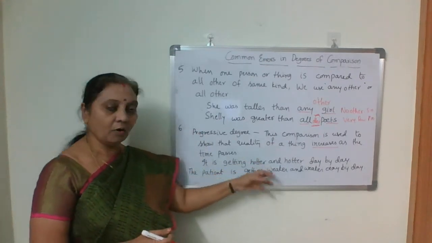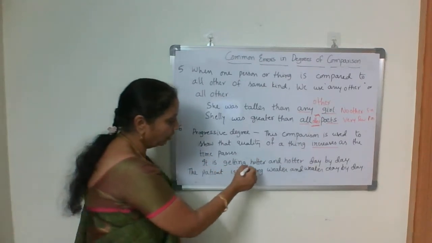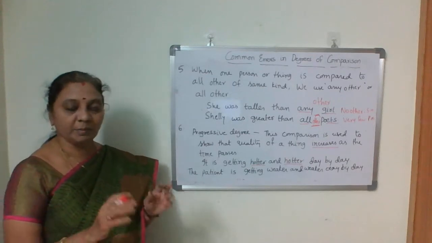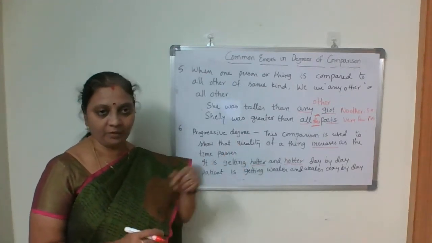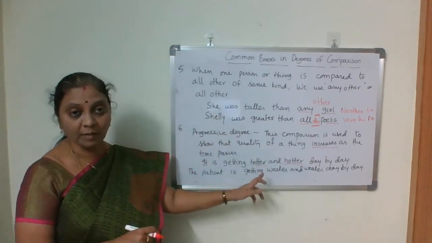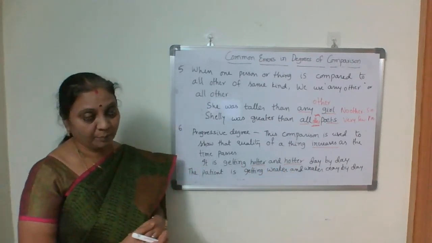It is getting hotter and hotter day by day. You have to use only hotter and hotter. Here you cannot say hottest and hottest, or simply hot and hot. It is getting hot and hot day by day, wrong. Hottest and hottest, that is also wrong. You have to use only the comparative adjective, that is, it is getting hotter and hotter day by day.